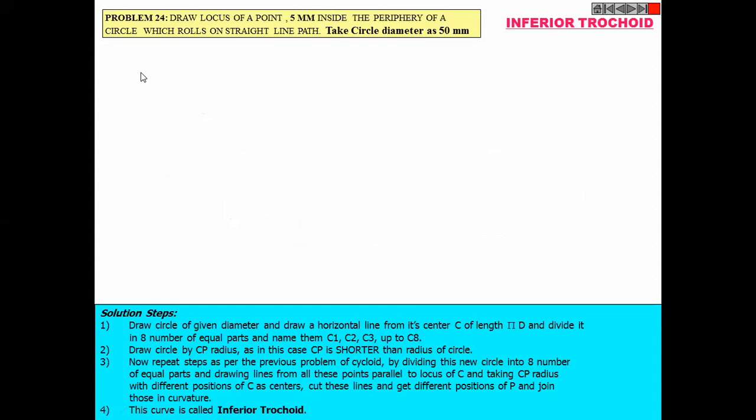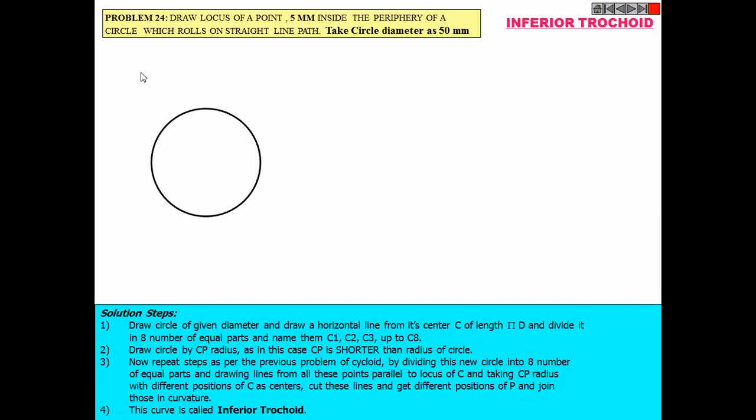Okay, so draw the locus of a point 5 mm inside the periphery. So inside the periphery, so it is inferior trochoid. See, in exam, you may be asked in MCQ kind of questions that if this problem statement is this, then which curve it will form. You don't require to form everything, but for a single question, your answer should be inferior trochoid.